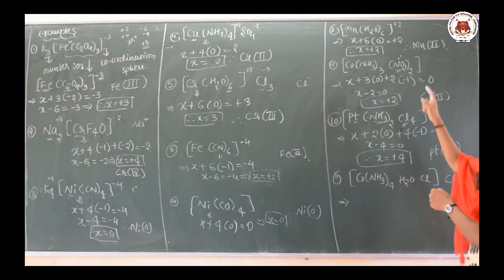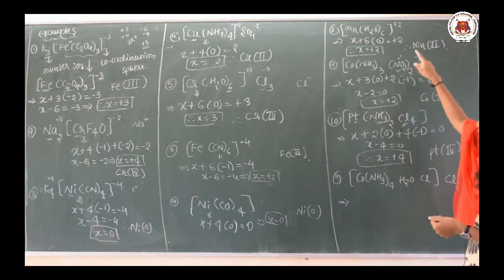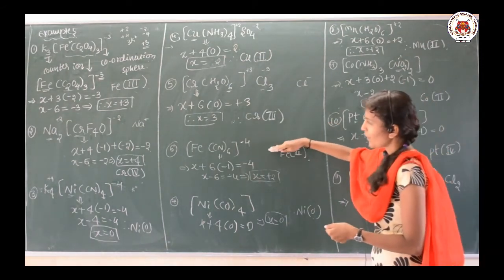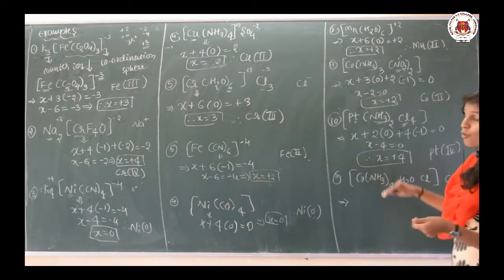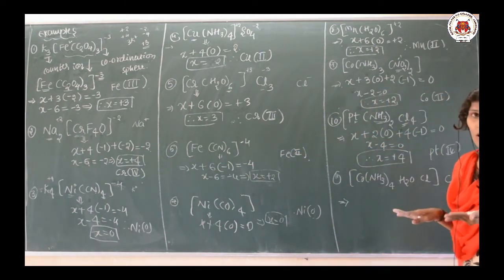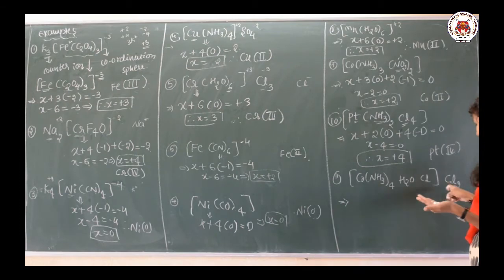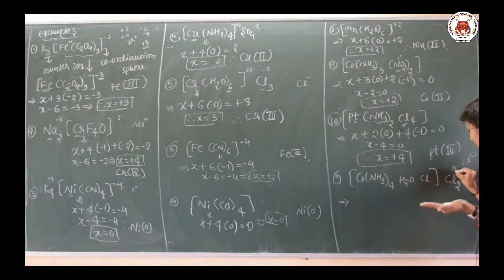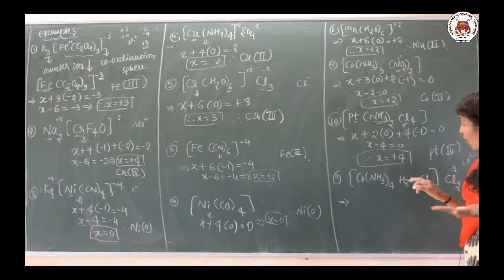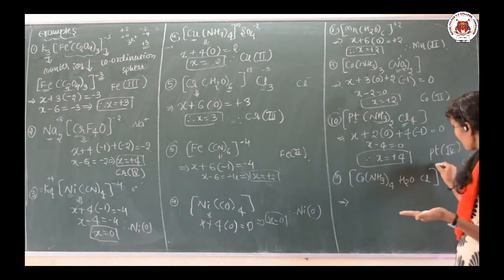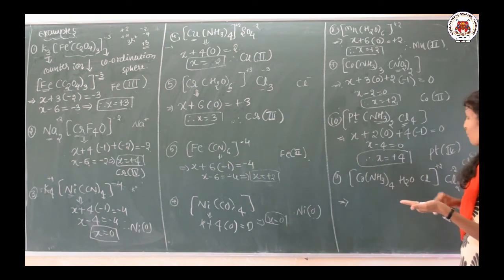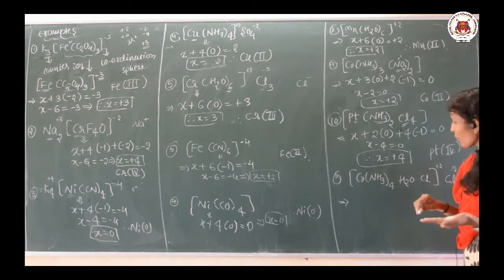Till now, whatever I have solved from here to here, there is no counter ion. Now, in the last example there is a counter ion. What is the counter ion? Cl. Cl can carry -1. How many Cl are there? 2. It means the charge on the counter ion is -2. So, what about the charge of the coordination sphere? Obviously, it is +2.